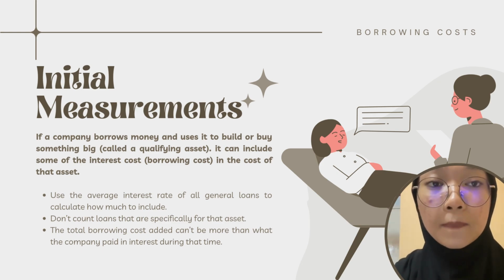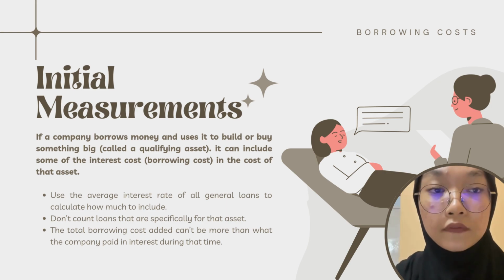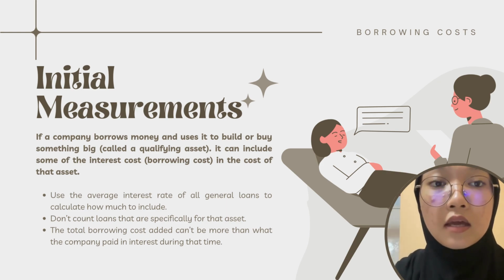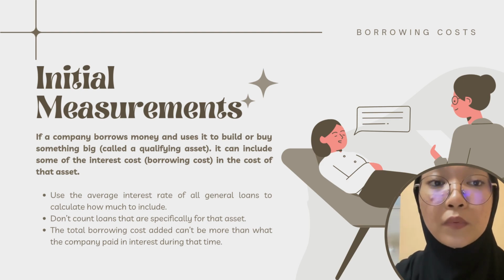Now, if the company uses general loans, it has to calculate an average interest rate from all those loans. This average rate is then used to figure out how much borrowing costs can be added to the asset. However, if there are loans taken just for that specific project, we don't include them in the average. We only focus on general borrowings here.